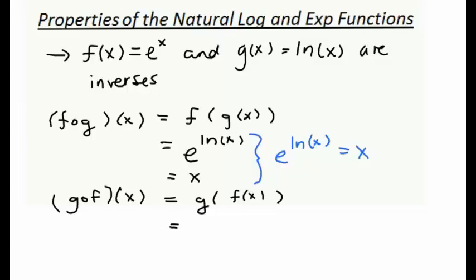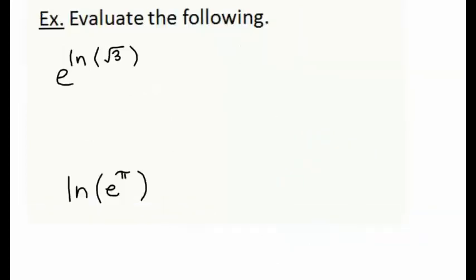The second inverse property comes from doing the reverse composition, g composed with f. So in this case, we're going to get ln of e to the x. And because these two functions are inverses of each other, this should give us a value of x. And so this gives us our second inverse property to be on the lookout for, and that is if we ever see ln of e to the x, this must be equal to x. Let's take a look at a couple quick examples to illustrate the last slide.